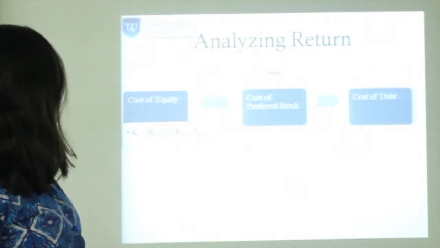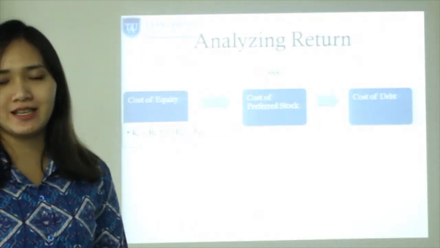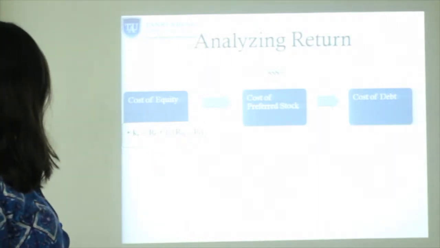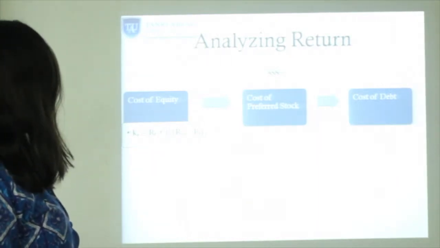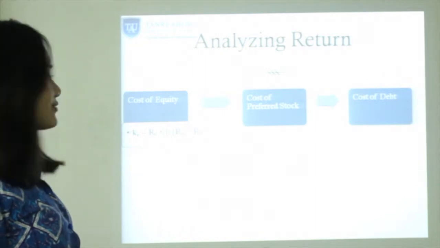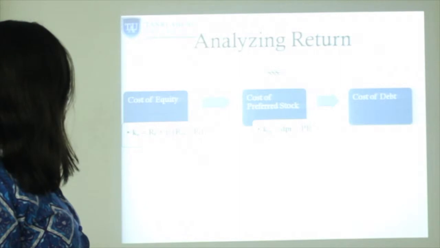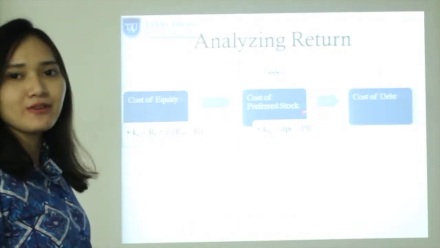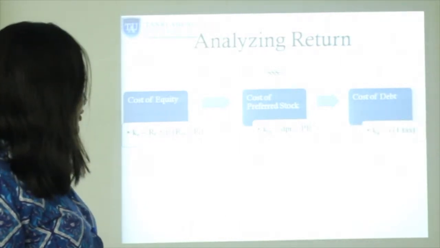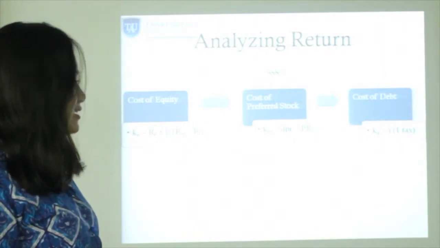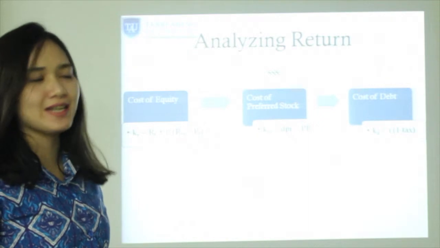Here, we have the formula of cost of equity. To calculate the cost of equity, we use the risk-free rate plus beta times (market return minus risk-free rate). To calculate the cost of preferred stock, we use the dividend per share divided by the preferred stock price. To calculate the cost of debt, we use interest times (1 minus the tax rate).